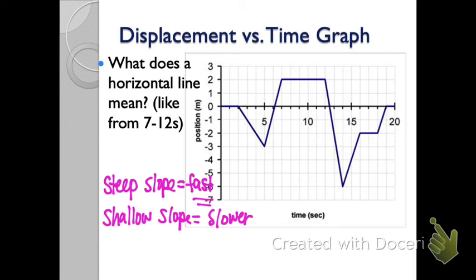So how do I know I'm walking forward or backward? It has to do with your slope. A negative slope means negative velocity, or backward. Positive slope means positive velocity, or forward. And neutral, this horizontal, means I'm standing still. I'm stopped. I'm not walking at all.